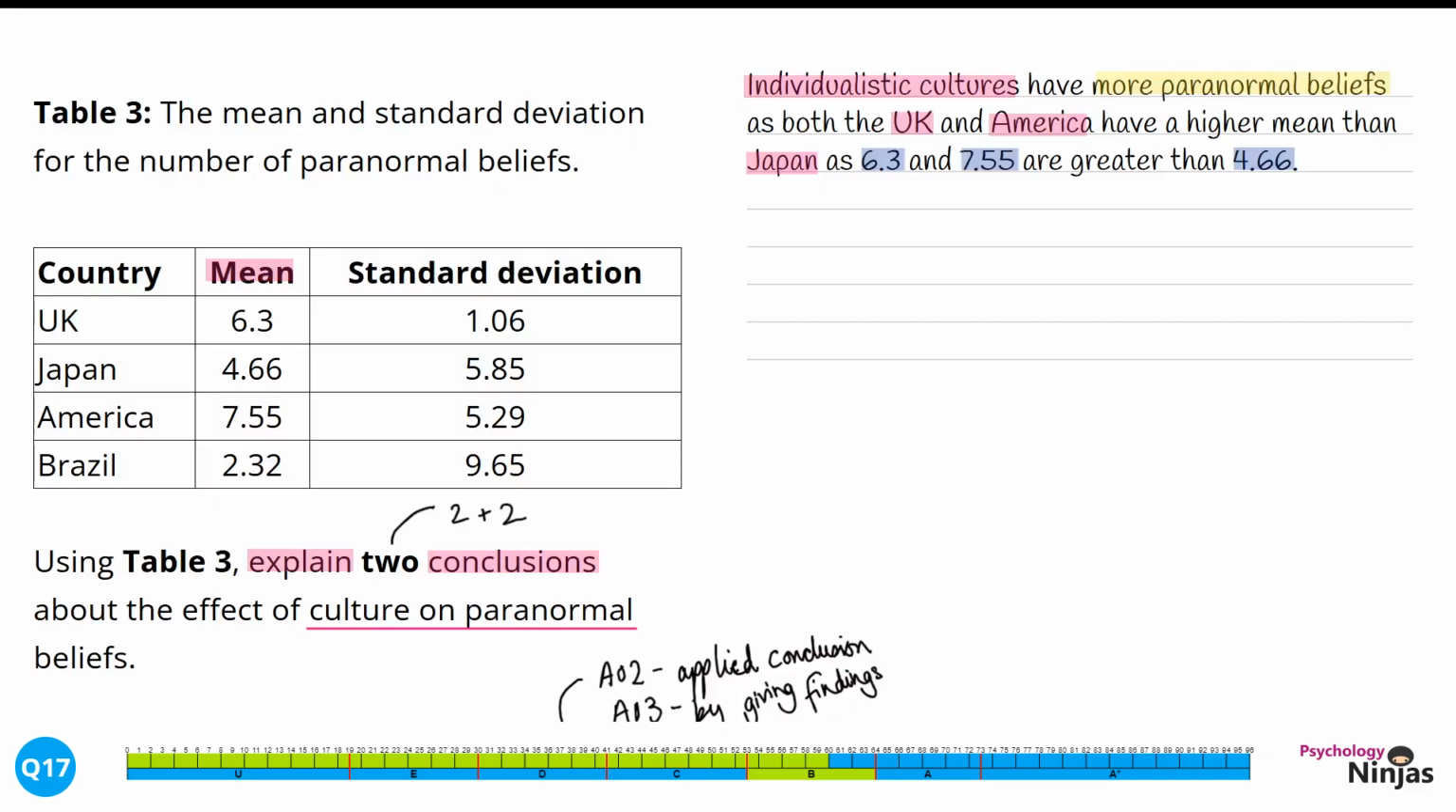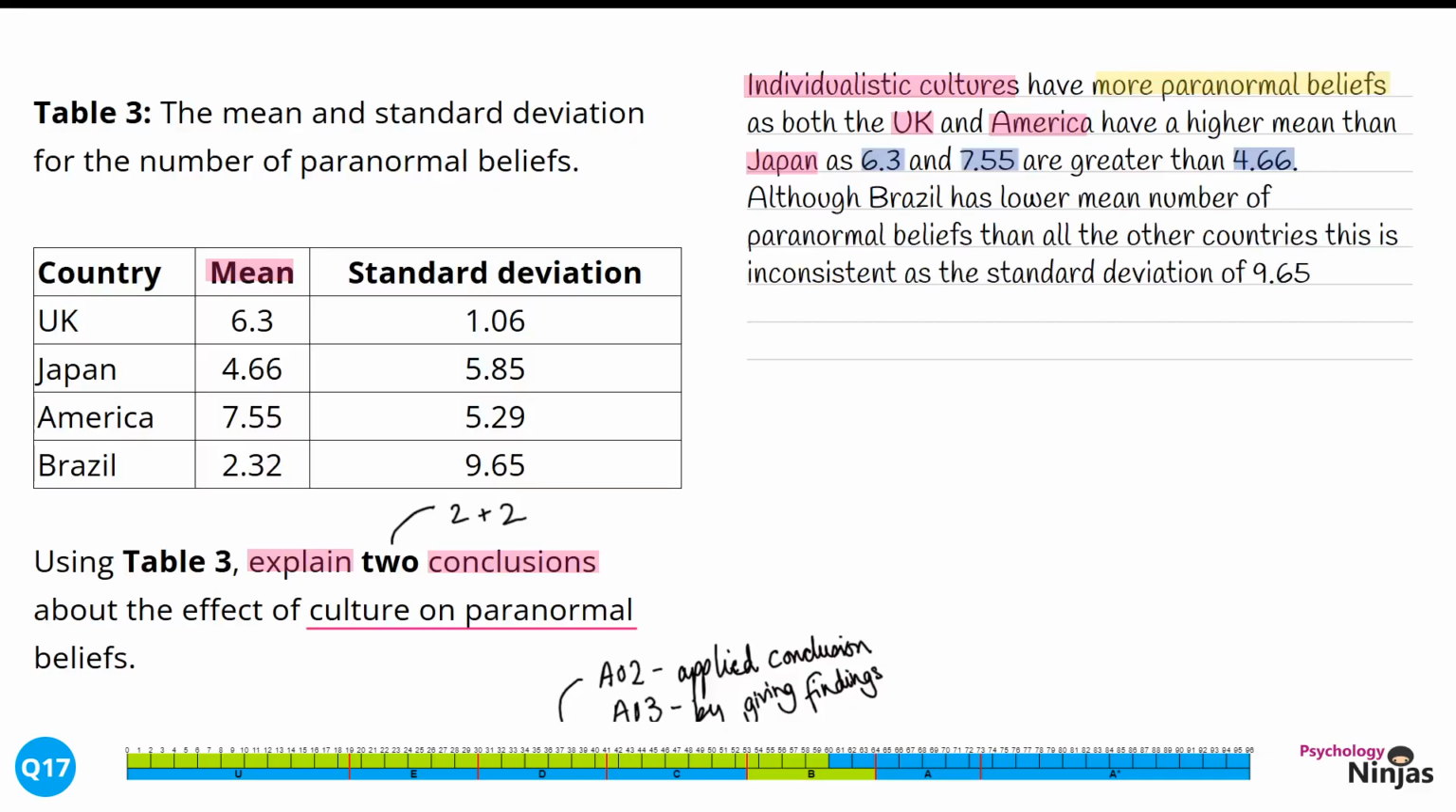We're then going to go for a second conclusion. Although Brazil has a lower mean number of paranormal beliefs than all the other countries, this is inconsistent, as the standard deviation of 9.65 is the highest, so some subpopulations may have more paranormal beliefs. Our second conclusion is that some subpopulations within Brazil may have more paranormal beliefs.